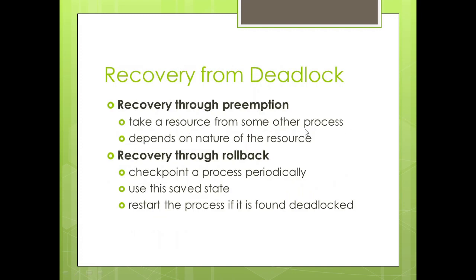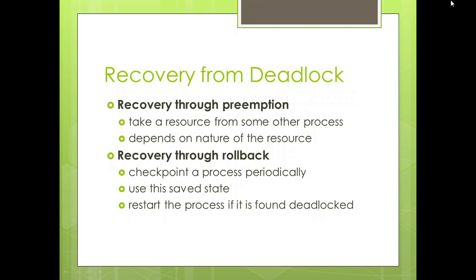Next is the recovery from deadlock. There are various ways of recovering from deadlock. The first way is recovery through preemption. To eliminate the deadlock using resource preemption, some resource may be taken away from its current owner and given to another process. It may require manual intervention in this process. Recovering through preemption is frequently difficult, or sometimes impossible also.